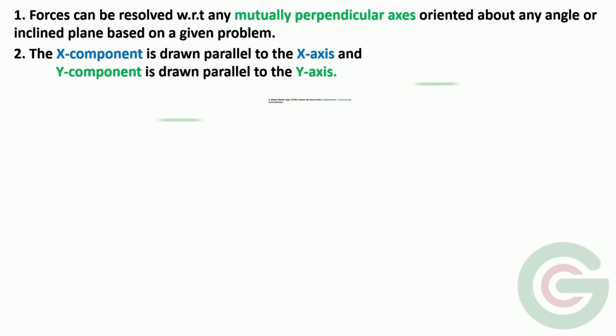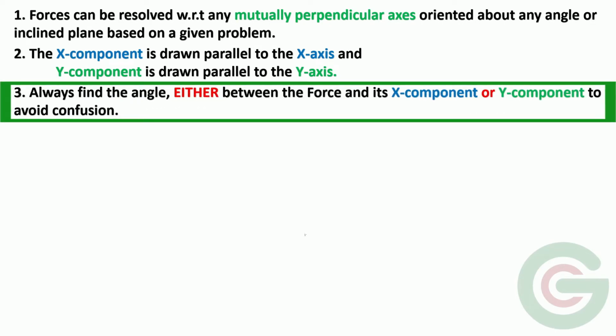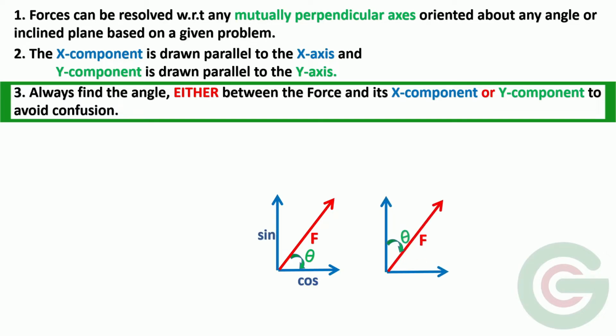Number 3. To avoid confusion, always try to find the angle between the given force and the x component so that the adjacent side is always a cos component and opposite side is always the sin component. We can also find the angle between the given force and the y component. In that case, the opposite side will always be cos component and the adjacent side will be the sin component. But we have to stick to any one of the two ways to avoid confusion.